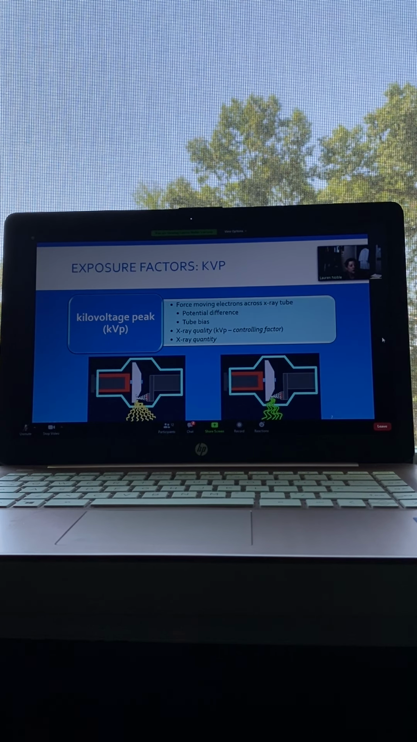Why is it not the controlling factor for quantity? Because mass controls the quantity of what comes out of the tube. Okay, it's true, mass does control quantity, but why? I mean, KVP impacts quantity, but why don't we use this as our controlling factor?